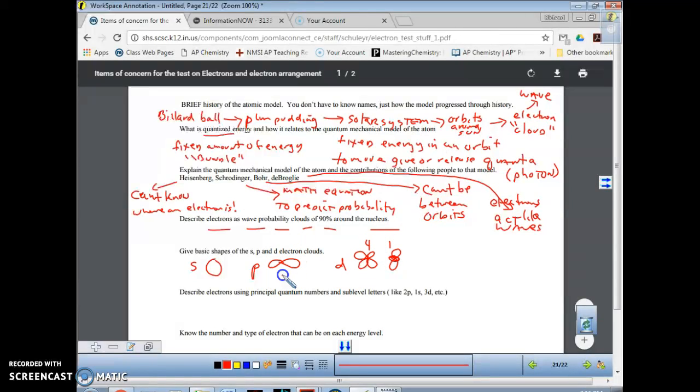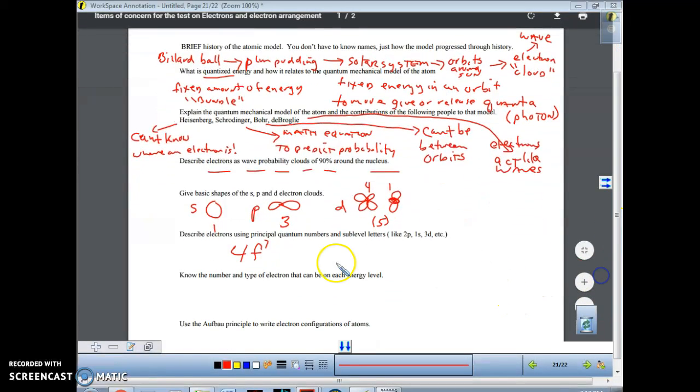How many of these are there on a level? How many p orbitals on a level? 3. How many s orbitals on a level? 1. So we got a 1, a 3, a 5 here, right? Describe electrons using principal quantum numbers and sub-level letters. Make sure you can tell me about an electron by its energy level and what orbital it's in and how many are in it. So if I wrote something like 4f7, is everybody okay with that? You know what I mean by that?